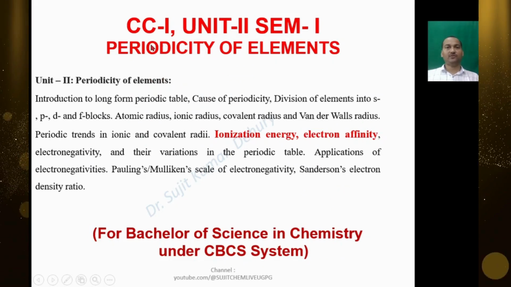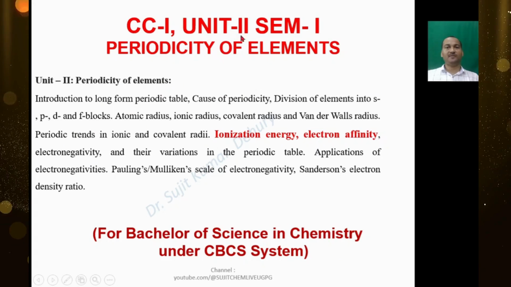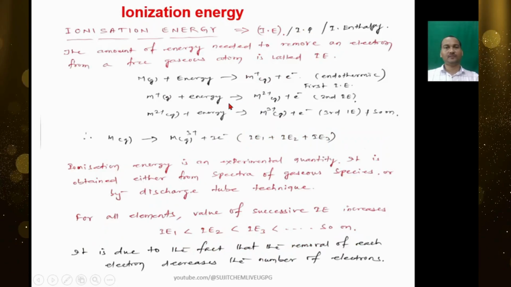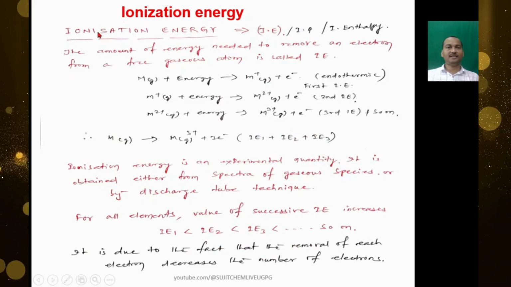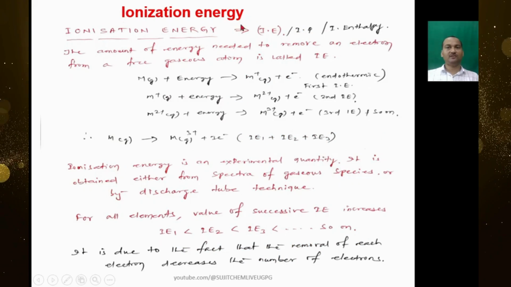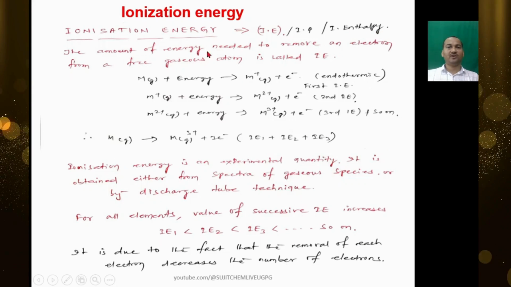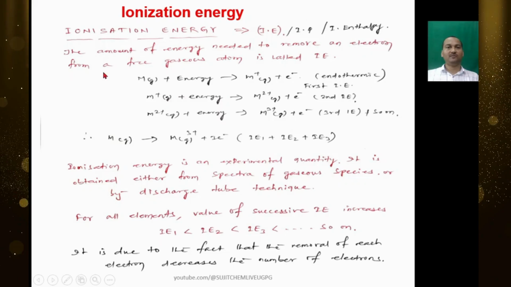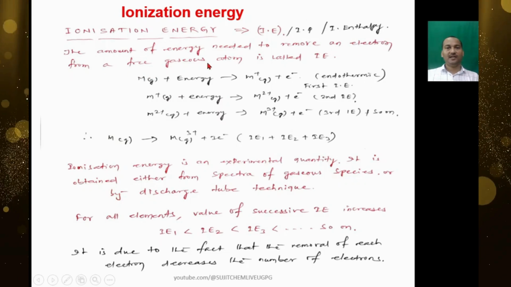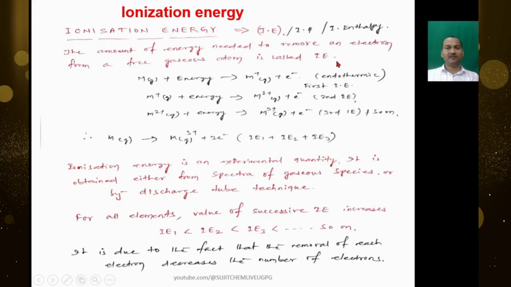So this is the syllabus, Core 1 paper, Unit 2, Periodicity of Elements. So let's discuss what is ionization energy. This is otherwise known as ionization potential or ionization enthalpy. The amount of energy needed to remove an electron from a free gaseous atom is called ionization energy.